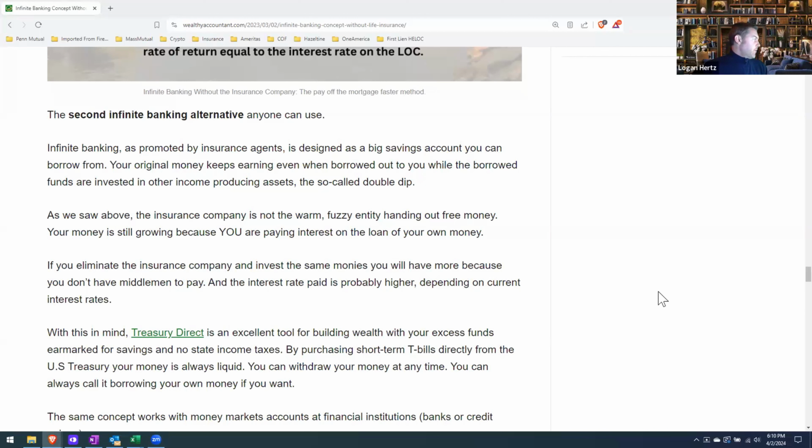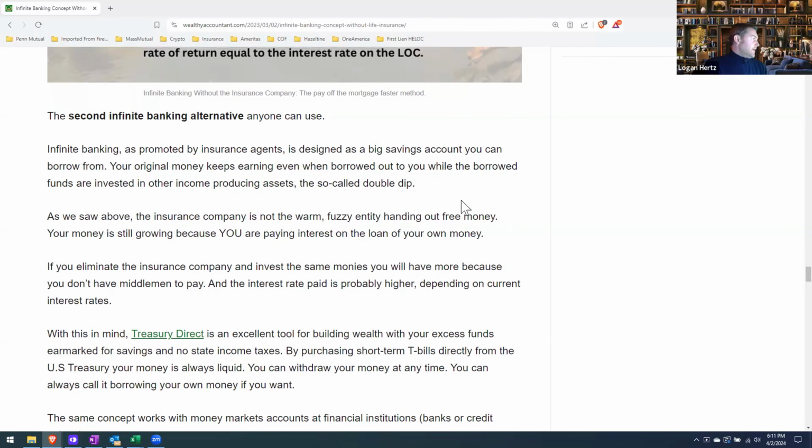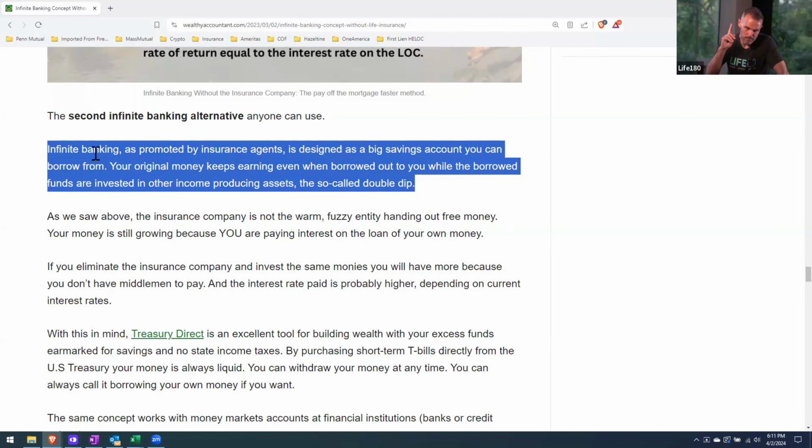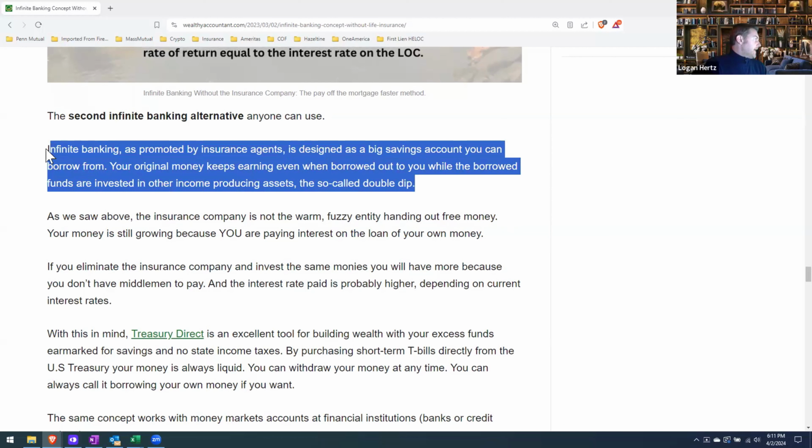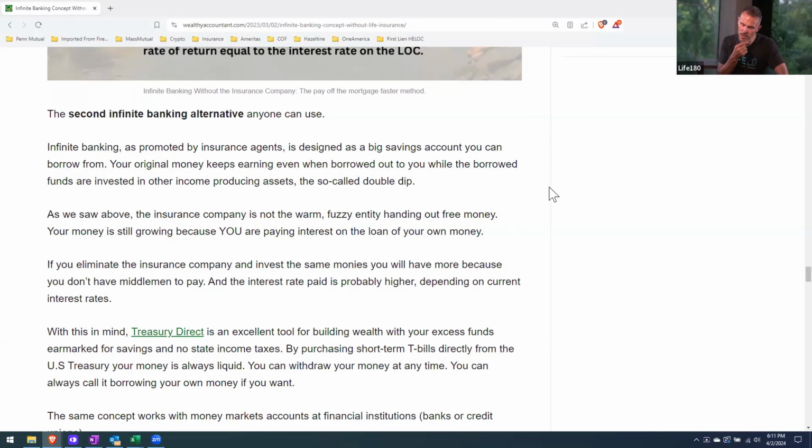Infinite banking, as promoted by insurance agents, is designed as a big savings account you can borrow from. Your original money keeps earning even when borrowed out to you, while the borrowed funds are invested in other income-producing assets, the so-called double dip. I would say borrow against rather than borrow from. But that's actually not too bad in terms of explaining how you could use it, right? But the bottom line, we showed that it does happen.